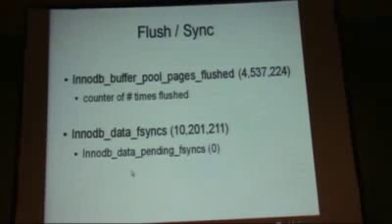Flush sync, Innodb_buffer_pool_pages_flushed. It's the count of the number of times you've flushed pages. Data fsync, the count of the number of times you've done an fsync. Data pending fsync, how many times you've called the fsync but it hasn't been done yet. So usually it's 0. I don't think I've seen this really be very high, and I've rarely even seen it be like 1.